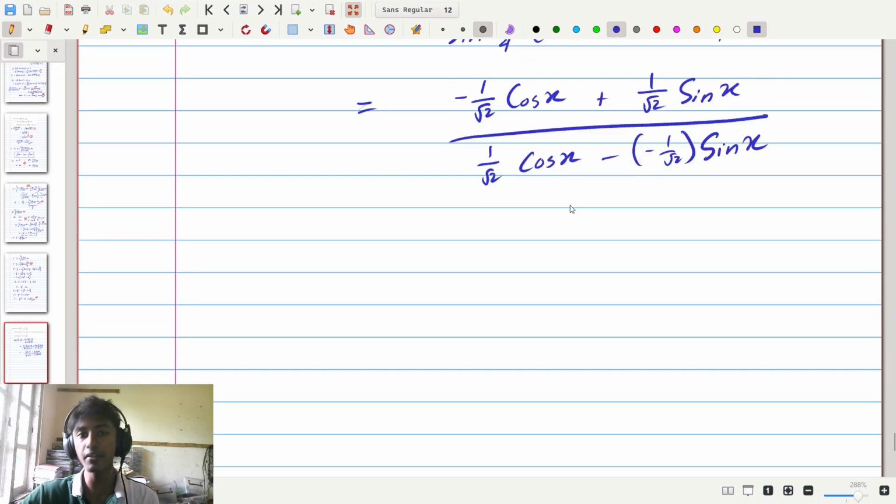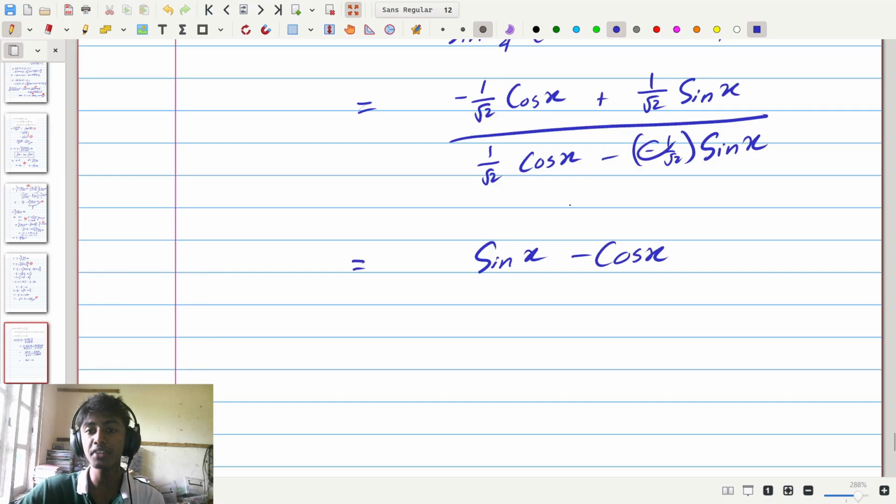Now if we divide everything by 1 over root 2, we can see on the numerator we get minus cosine of x plus sine of x, which I'll write as sine of x minus cosine of x, and on the denominator we get cosine of x minus negative sine of x, which is plus sine of x, which I'll write as sine of x plus cosine of x.